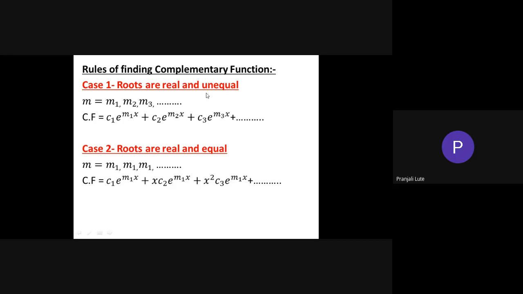As we did for unequal roots, we will do the same for equal roots, but there is a slight difference between real and equal roots and real and unequal roots. Here roots are equal, so write down here x. First root is m1, C1 e to the power m1x. Second time that root is repeated, so here write down x C2 e to the power m1x, plus third time again this root is repeated, so here write down x square C3 e to the power m1x. Means if your root is repeated, you have to write down x, x square, x cube, x to the power 4 and so on.